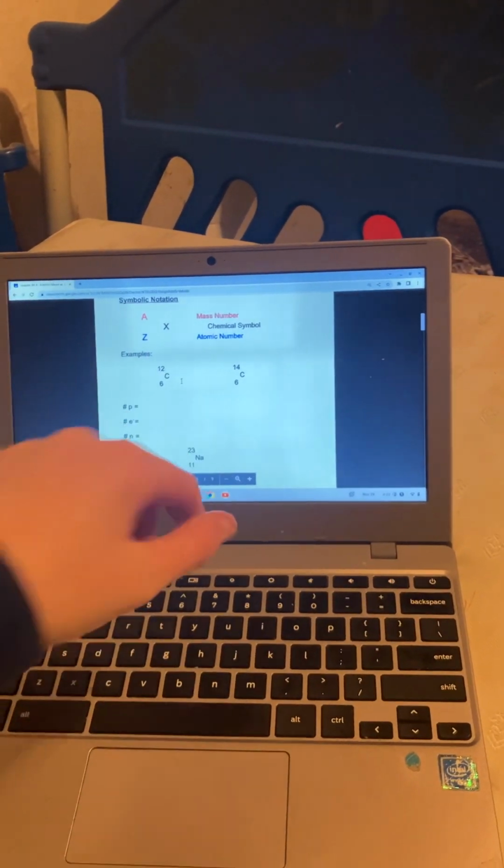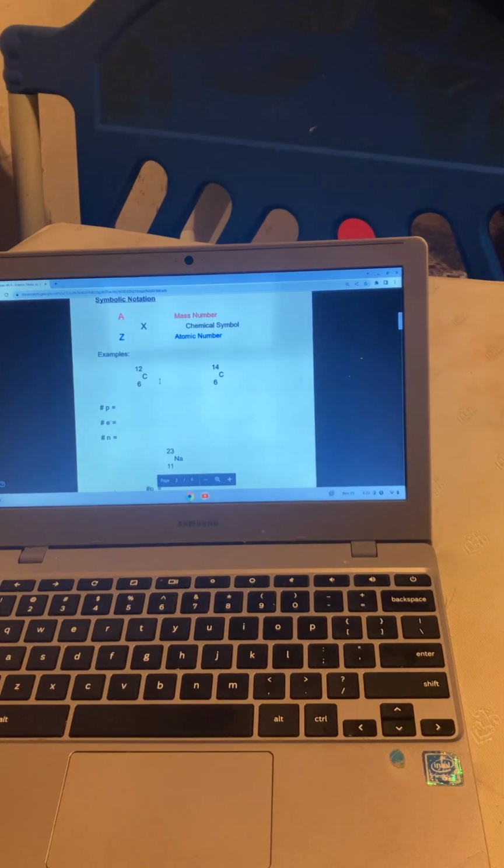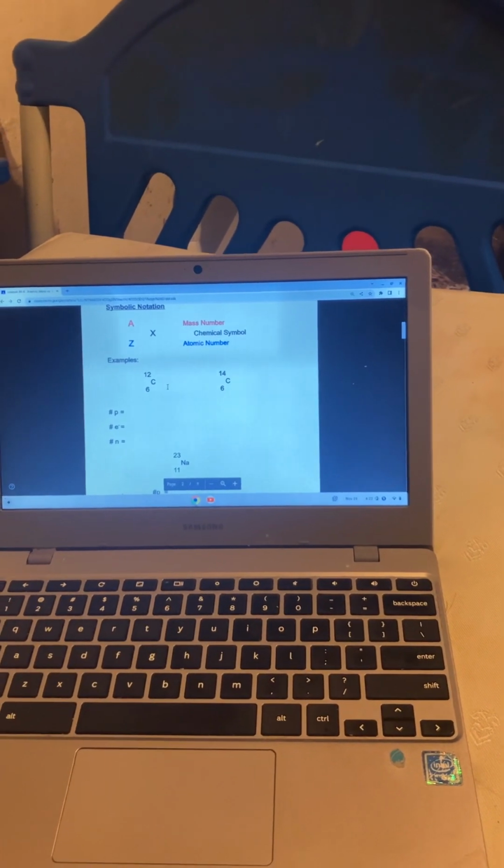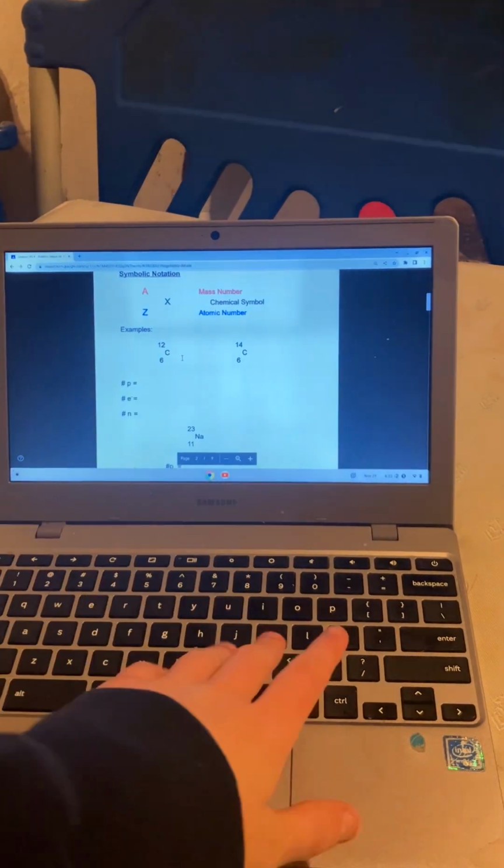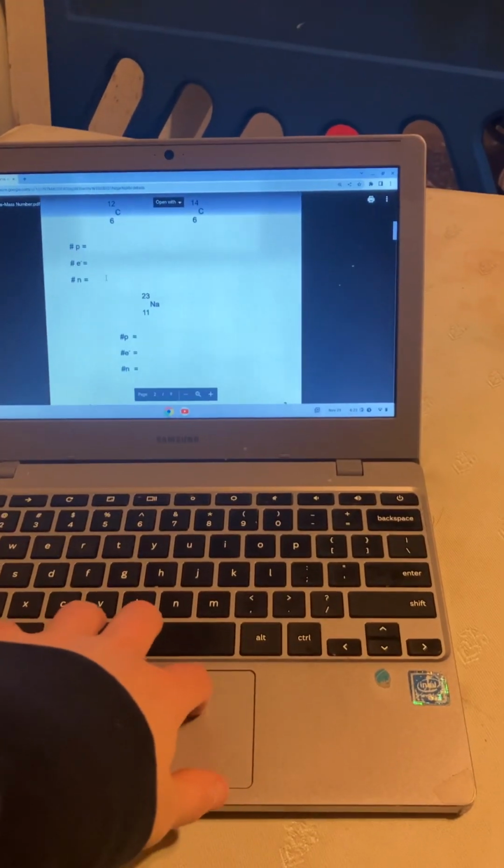This is the format we use. Top left is mass number, bottom left is atomic number, and then on the right is the chemical symbol. So this is sodium-23 as an example.